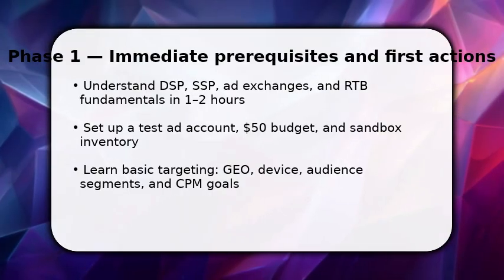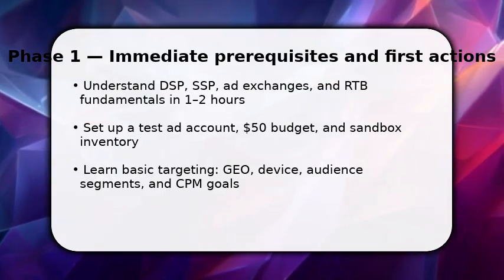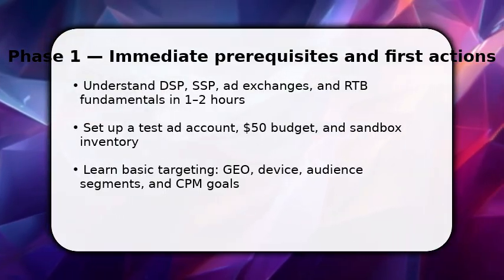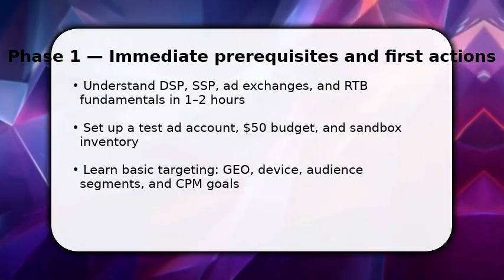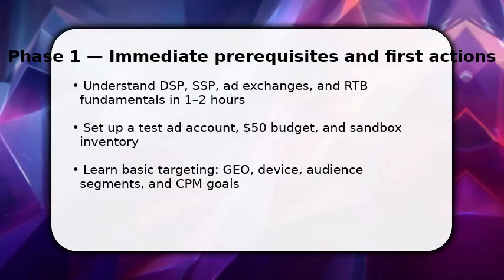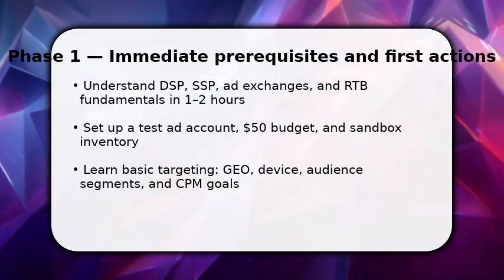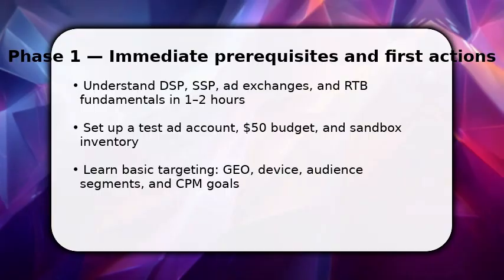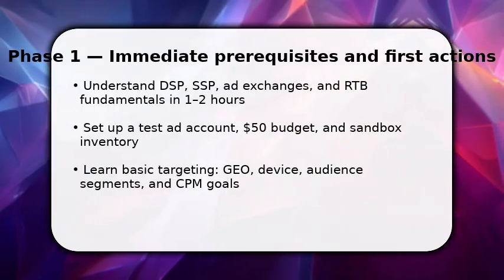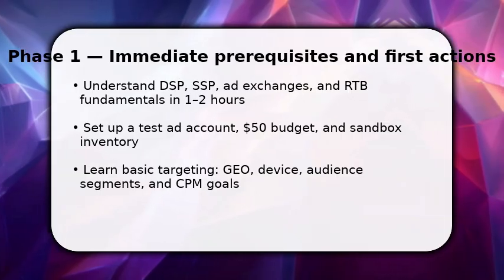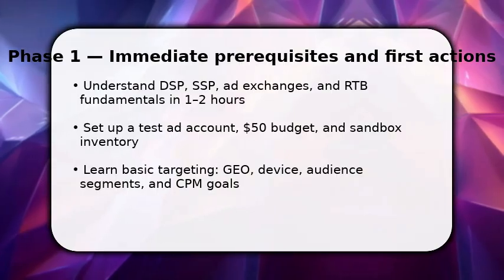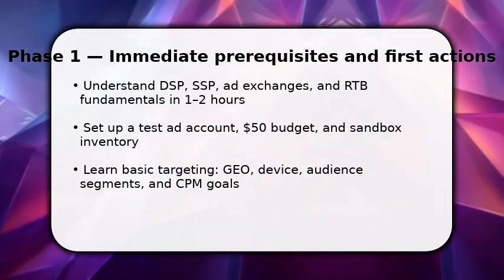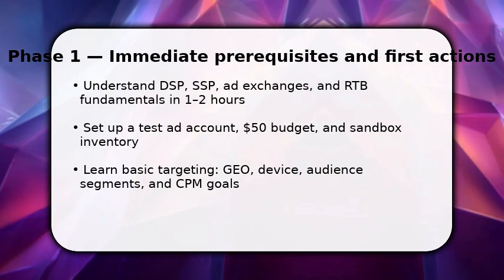You need a few essentials to move fast: a DSP access, sample creatives, and a small test budget. First, confirm you know DSP versus SSB roles and how RTB loops work. This clears confusion. Once done, create one campaign with a $50 test cap, pick geo and device targets, and set a CPM goal. Make sure to upload 2 creatives and a tracking pixel. Then run a short 24-48 hour test to collect initial auction data.